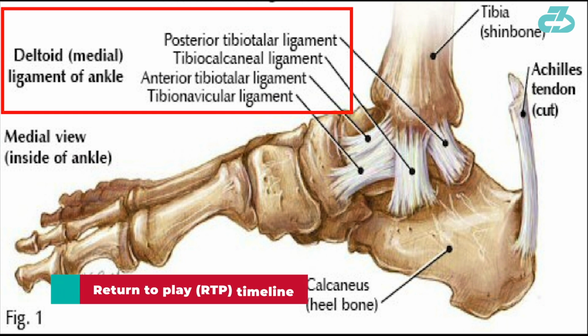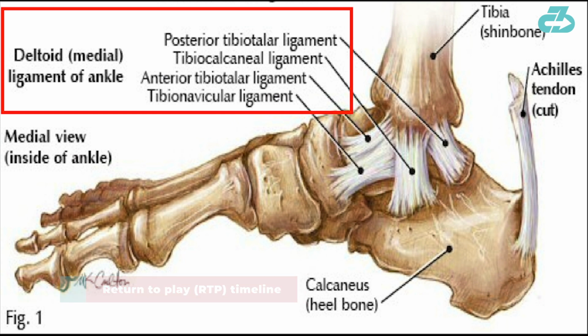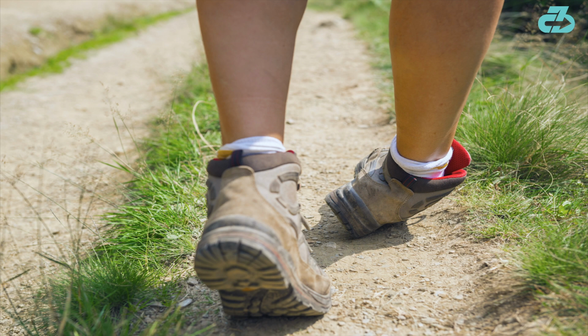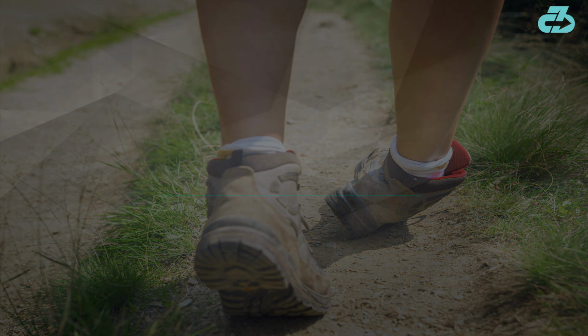However, because the deltoid ligament complex is very strong, it can take longer to heal and result in an extended absence. For comparison, the average return to play after a grade 1 inversion sprain is 7 to 10 days, whereas the average return after an eversion ankle sprain is upwards of 21 days. Salah missed 18.